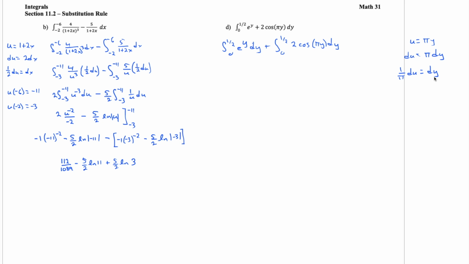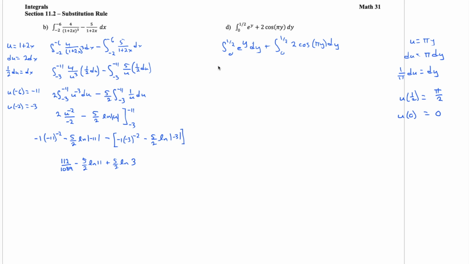Now when I look at my limits of integration, I'm going to have u equal to pi times whatever y is, and I have 1/2. So I'll have pi over 2, and then 0, and so I'll have 0 for that. So my u at 1/2 is just going to be pi over 2, which will be one of my new limits of integration, and then u at 0 is pi times 0, and so that one's going to be 0. So I'll change my integral for this one here.